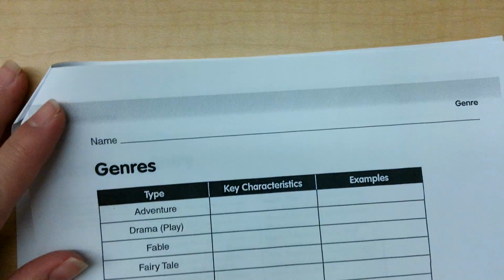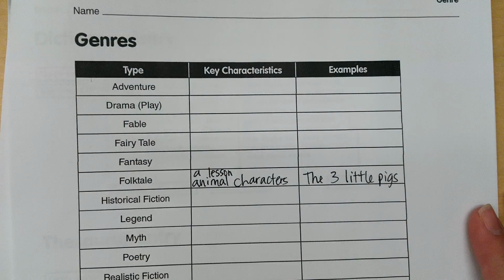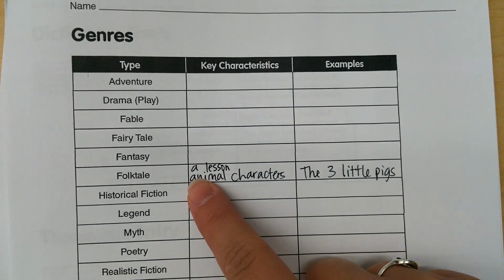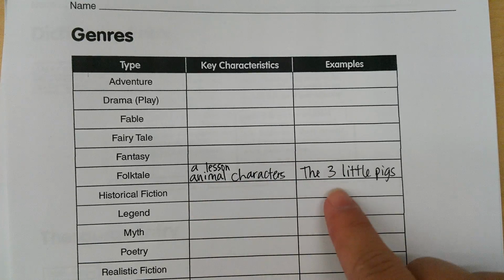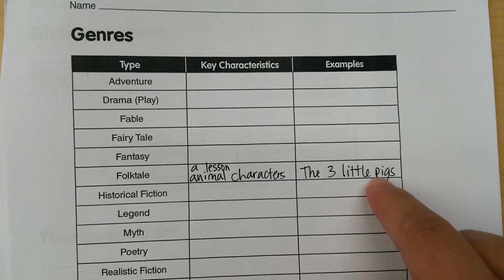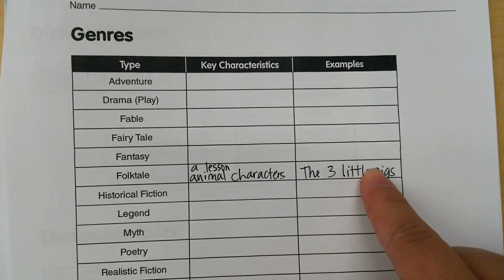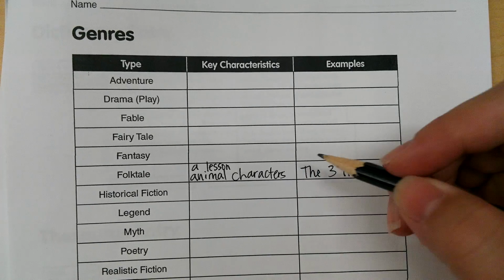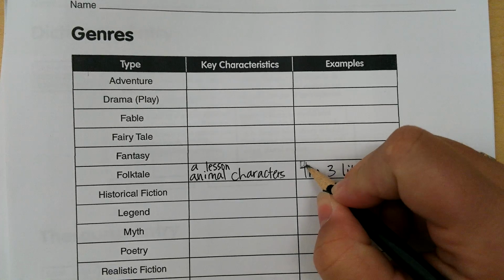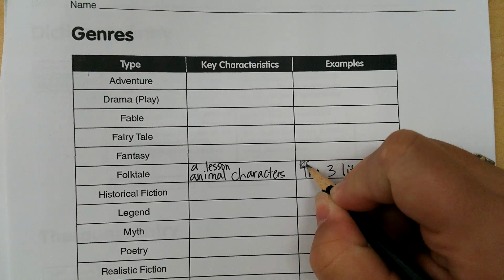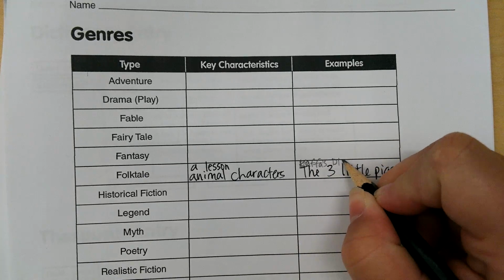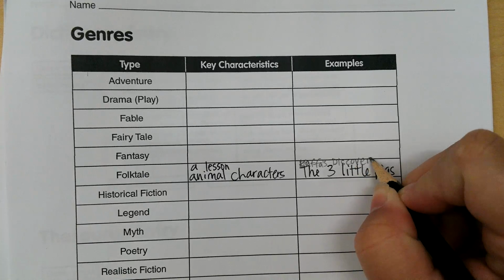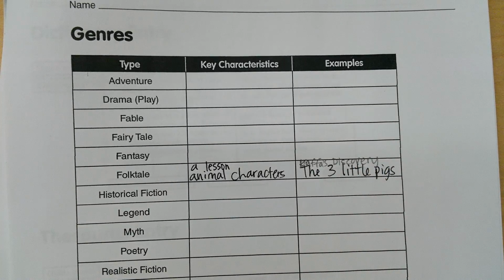Next, we're going to go to page 3. We've already looked at this page before when we were discussing Kafka's Discovery and folk tales. They always have a lesson and animal characters. An example of that was the 3 little pigs. We could also put Kafka's Discovery in there too, if you want to fit it. I wrote too big the first time, but Kafka's Discovery is an example of a folk tale.